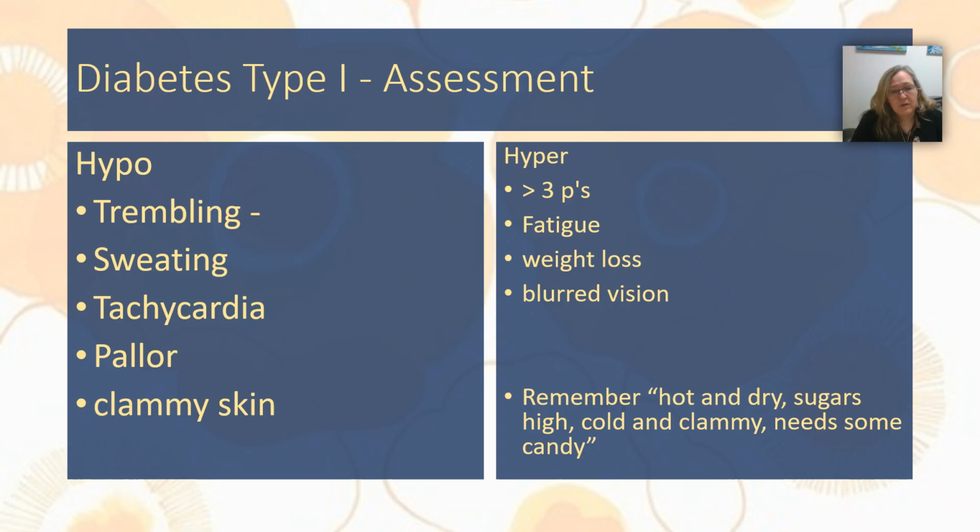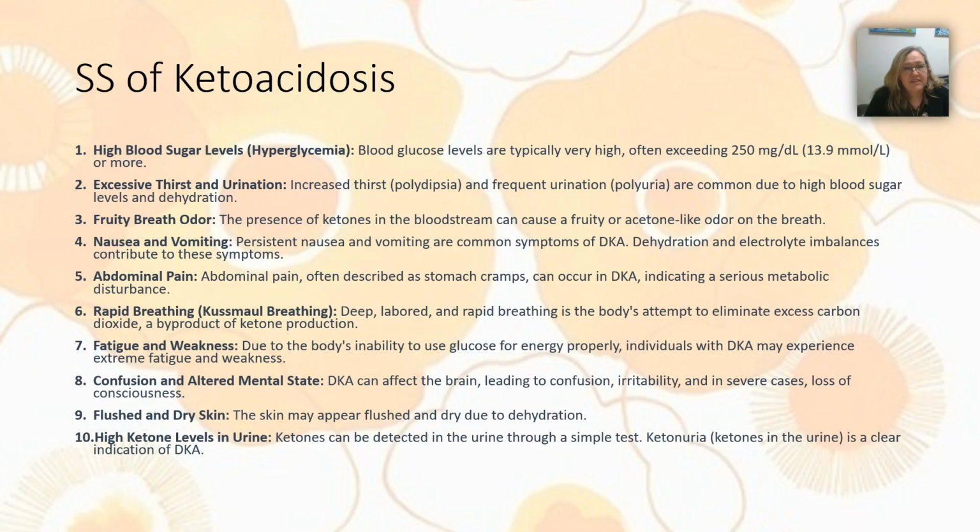If you're hyperglycemic, you have the 3 Ps. You have fatigue, weight loss, blurred vision, and remember the mnemonic, hot and dry, sugars high. And then if it's over 300, it crosses over from being just hyperglycemic into ketoacidosis. So remind yourself of the signs and symptoms of ketoacidosis. You would have excessive thirst, excessive urination, fruity breath, nausea, vomiting, abdominal pain, Kussmaul breathing, fatigue, weakness, confusion, and high ketone levels in the urine.